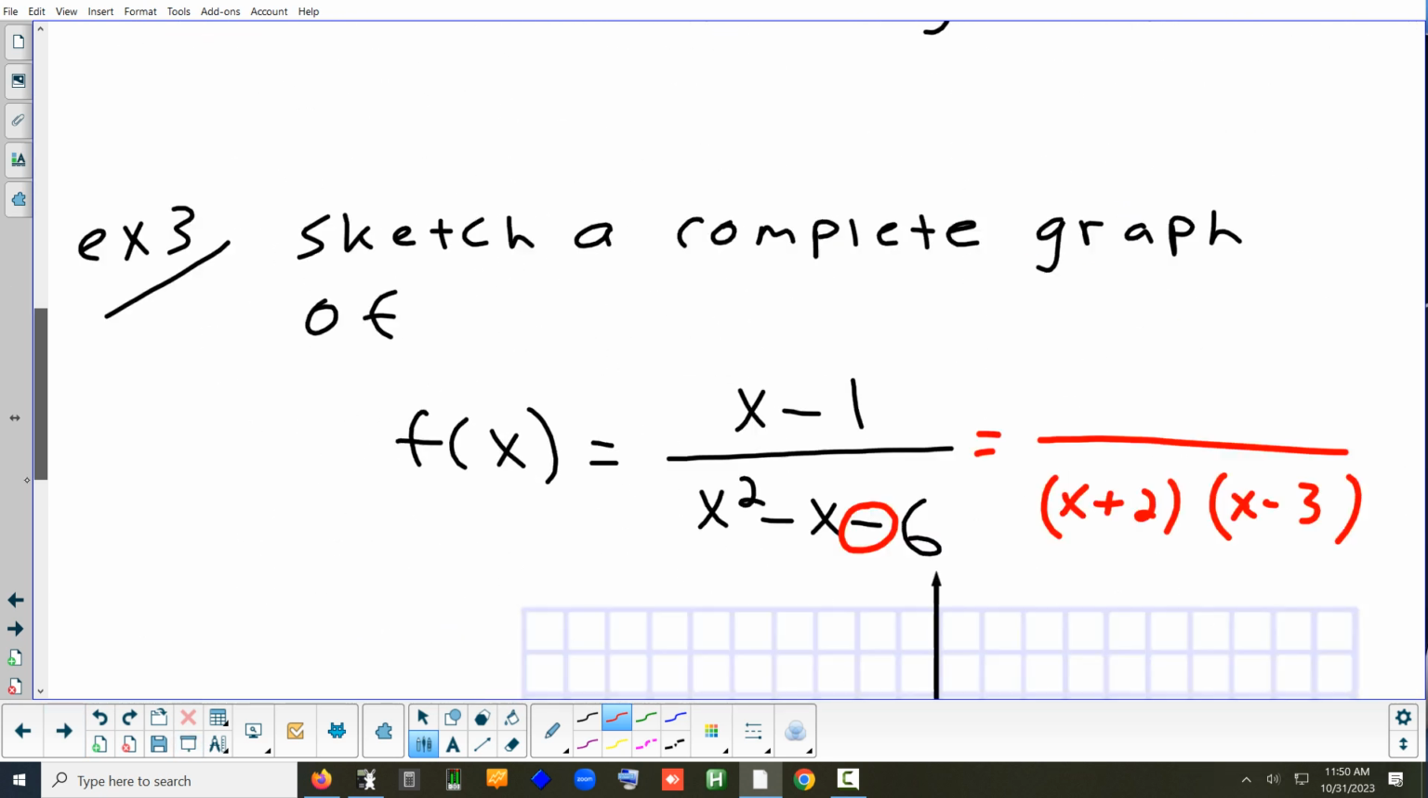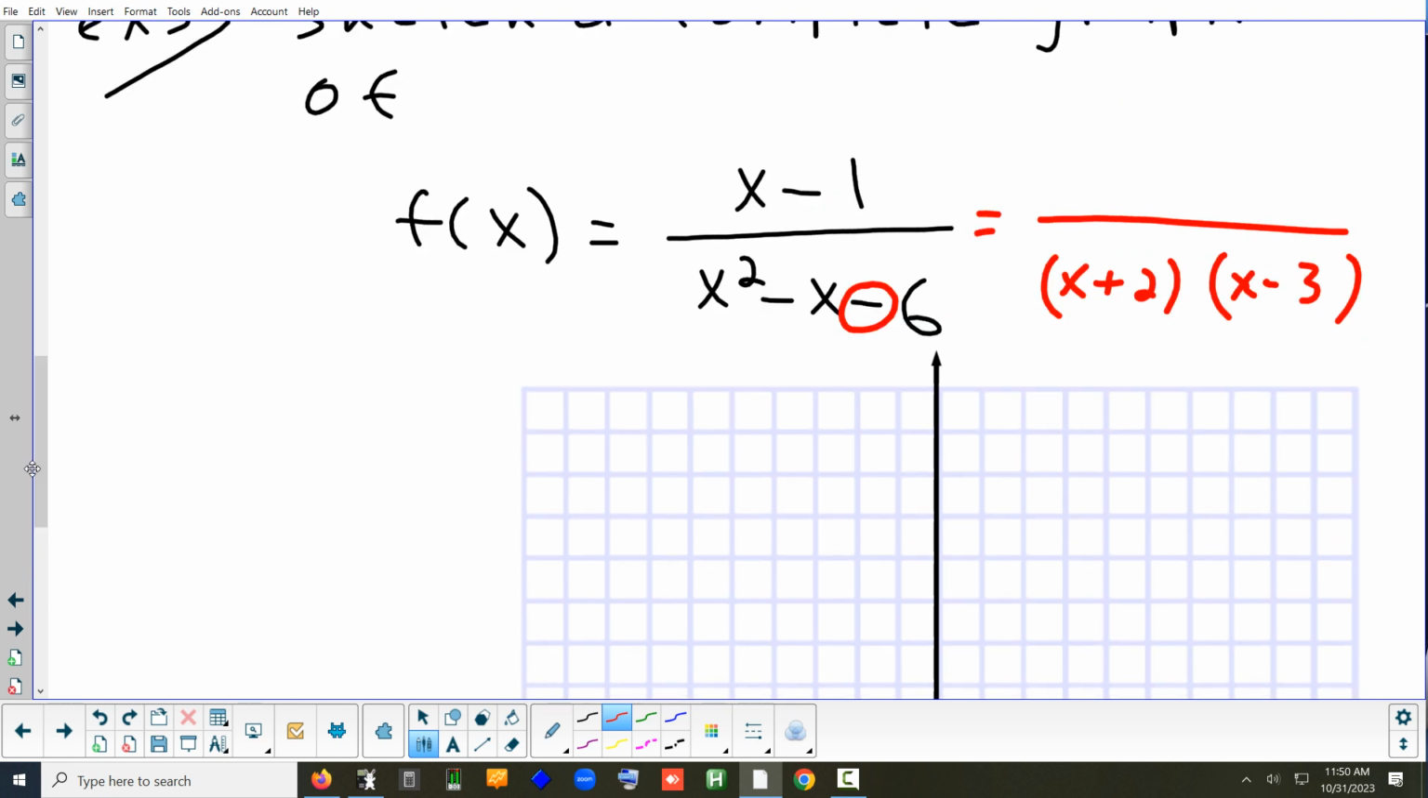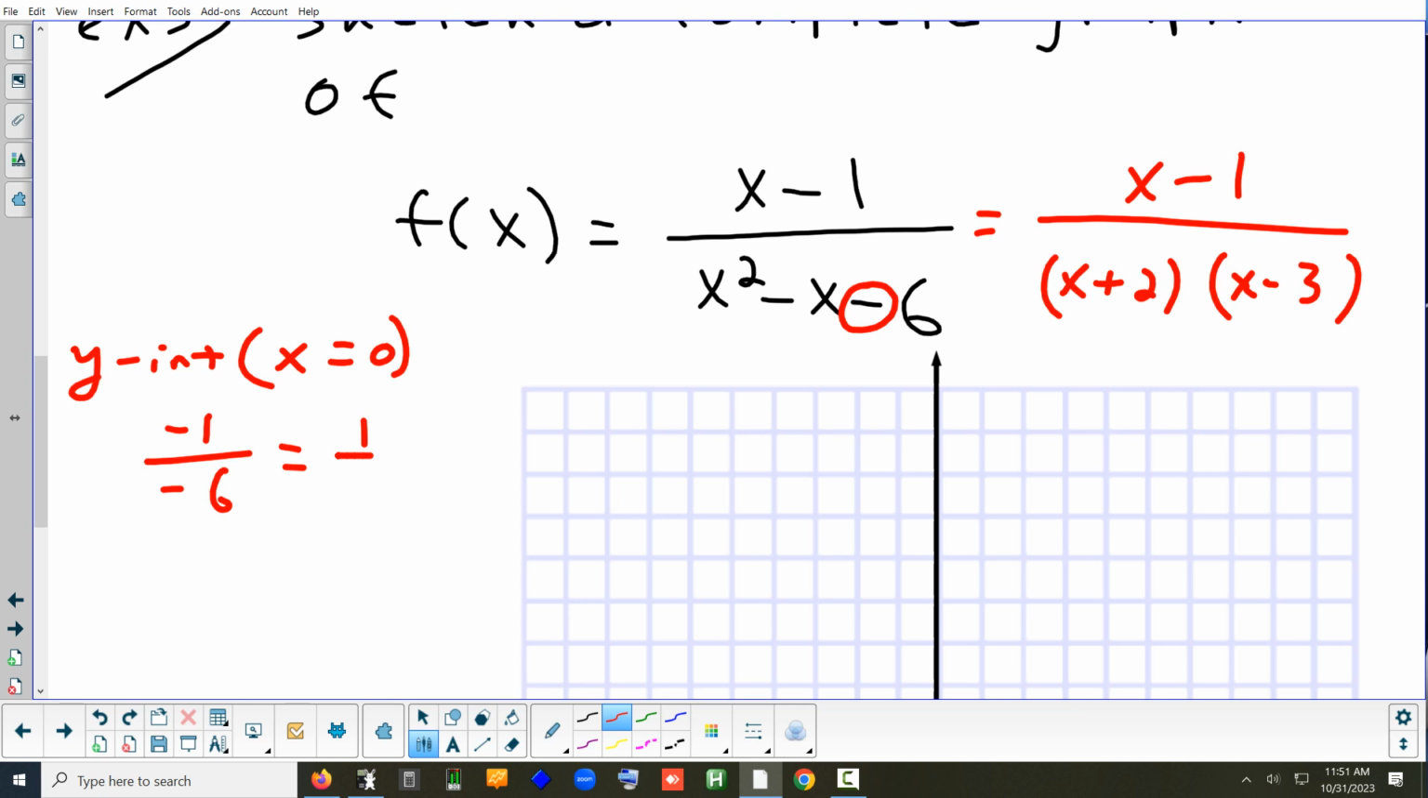Okay, so let's start with the intercepts. Let's do the y-intercept first. The y-intercept is when you let what equal 0? X. Okay, let's plug in 0 for x and see what we get. What's 0 minus 1? Negative 1. What's 0 squared? 0. Minus 0? 0. Minus 6. Negative 6. So there's your y-intercept. It's at 1/6.